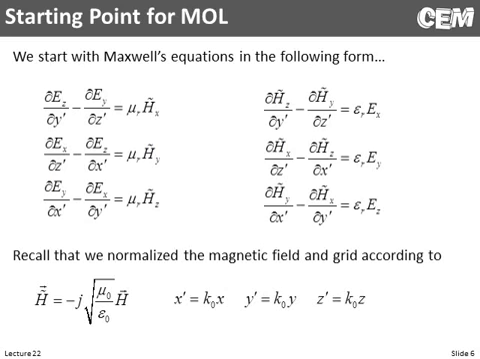So this should be a very familiar starting point. We have our six Maxwell's equations coming from the curl equations, and we've normalized our magnetic field according to this lower left equation, and we've also normalized our grid by multiplying by k0, which is essentially the same thing as dividing by wavelength. So our normalized grid coordinates are unitless.